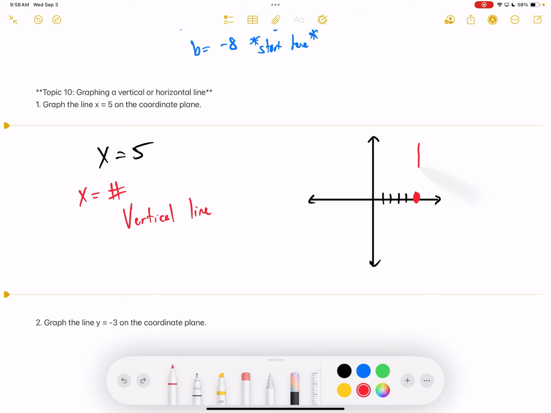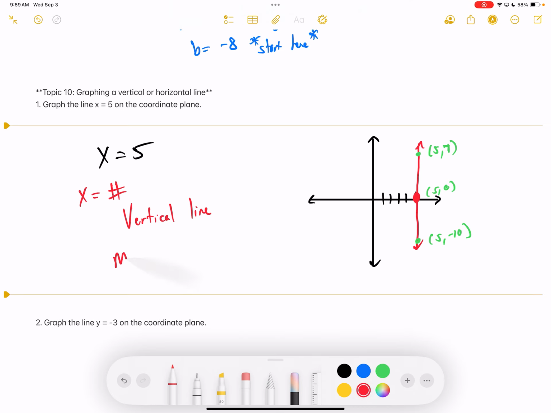The only thing that makes sense is to do it this way, because what this is saying is it doesn't matter what y is, x is always going to be 5. So right here, x is 5, y is 0. Up here, x is 5, y is 7. Down here, x is 5, y is negative 10. It does not matter what y is, x is always going to be 5. So it creates a vertical line.